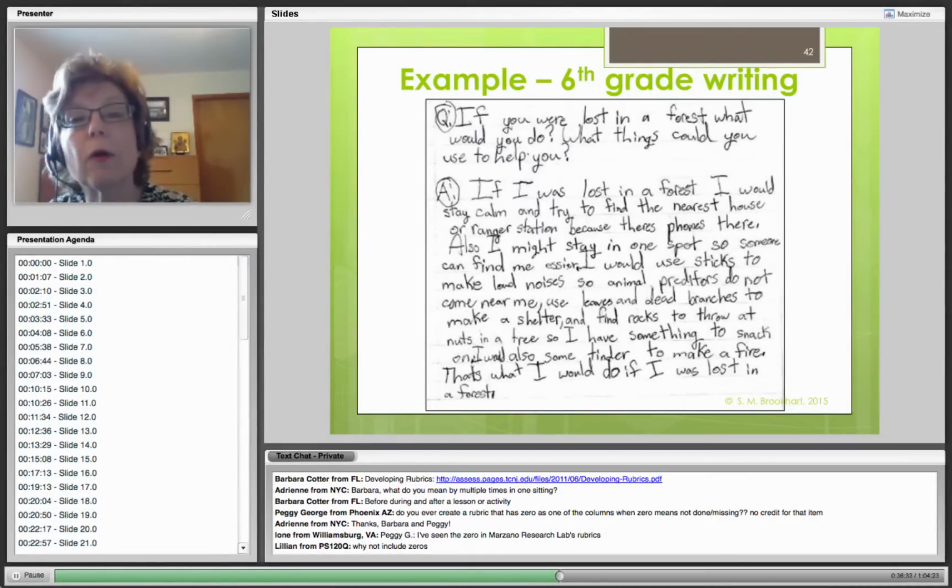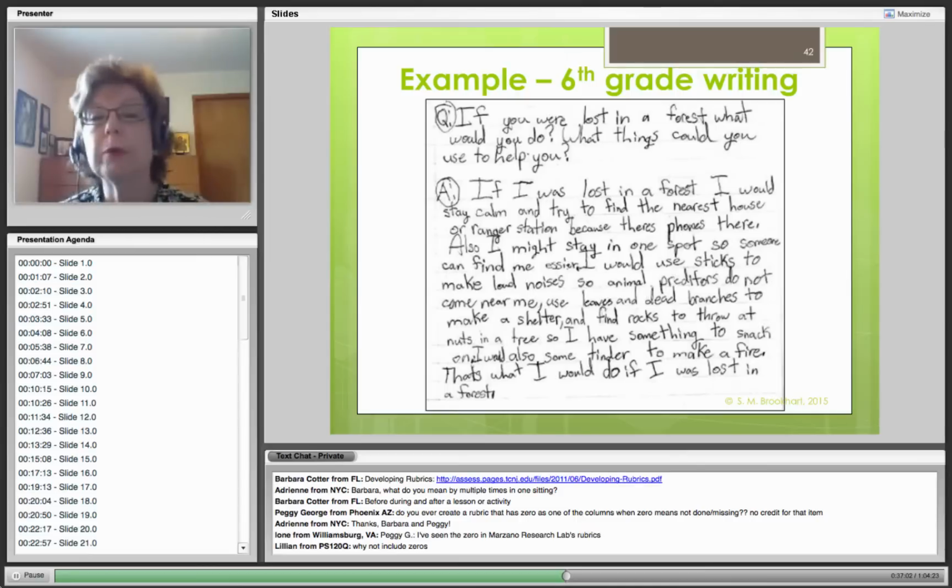If I was lost in a forest, I would stay calm and try to find the nearest house or ranger station because there's phones there. Also, I might stay in one spot so someone can find me easier. Would use sticks to make loud noises so animal predators do not come near me. Use leaves and dead branches to make a shelter. Find rocks to throw at nuts in a tree so I have something to snack on. I will also use some tinder to make a fire. That's what I would do if I was lost in the forest.